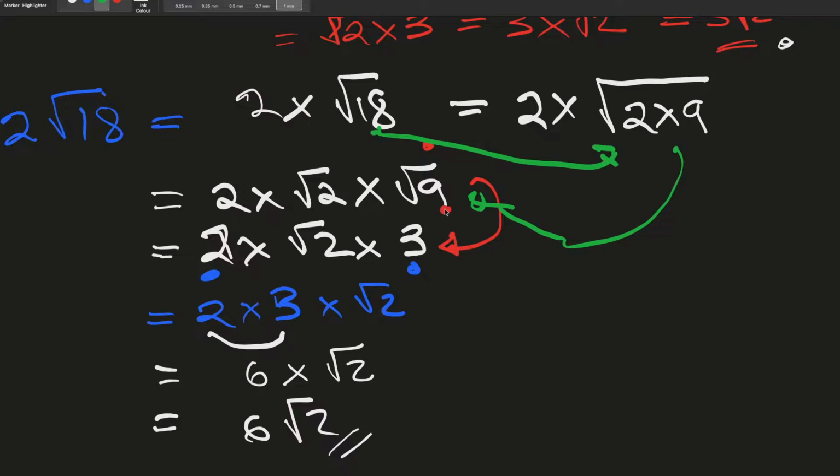And we know that, so this is 2 times root of 2. And the square root of 9 is 3. So we place it here. And after that, we'll group the like terms.